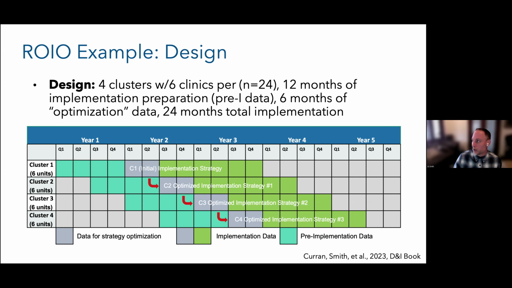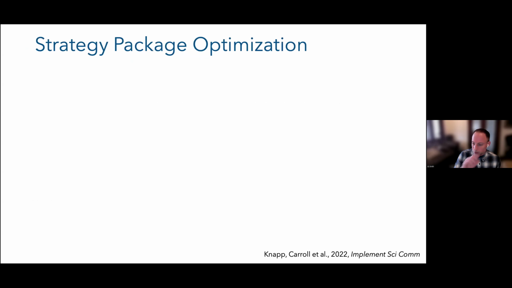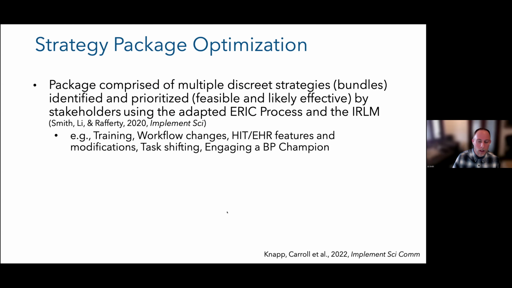What I wanted to start with first is strategy optimization and strategy selection. So we published a paper in Implementation Science Communications in 2022 that actually lays out a replicable, generalizable method for strategy selection that is particularly well suited for an optimization study design, but we have used it in situations where it wasn't an optimization design. It was just a community driven and partner engaged methodology for strategy selection.